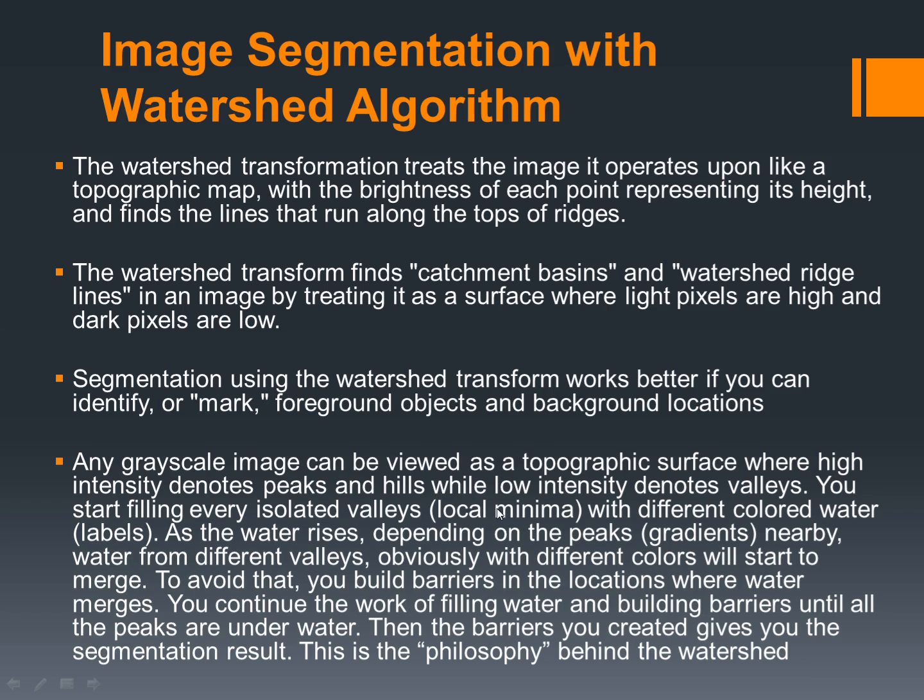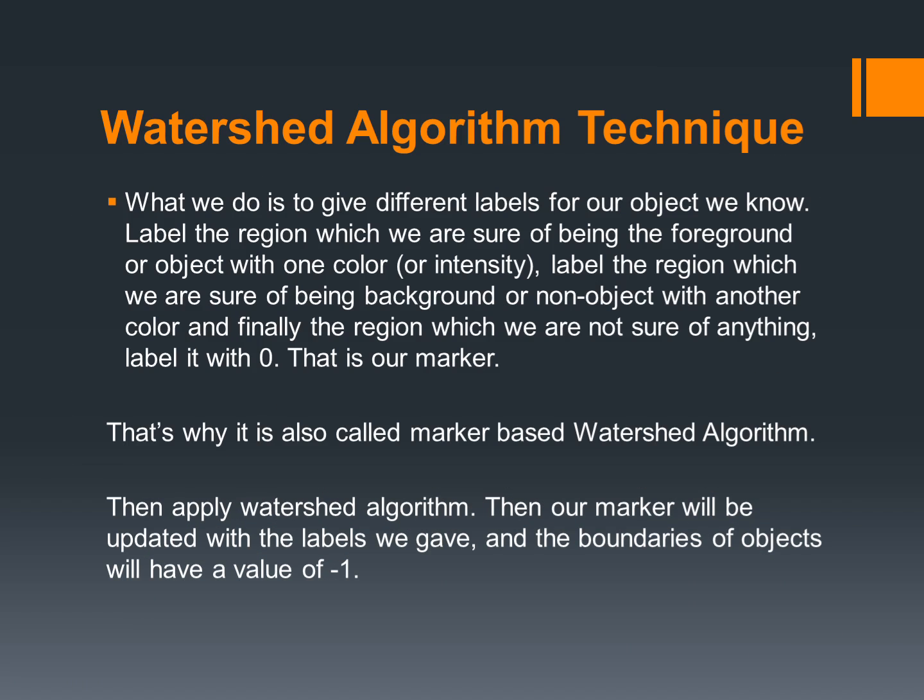So a barrier has been made in that case. So that's the main concept behind this watershed algorithm. This watershed algorithm is also called a marker-based watershed algorithm because it gives different labels to our objects. We first found out the foreground area of some intensity, label that region, and when we become sure of the background region or the non-object region, we fill them with 0.